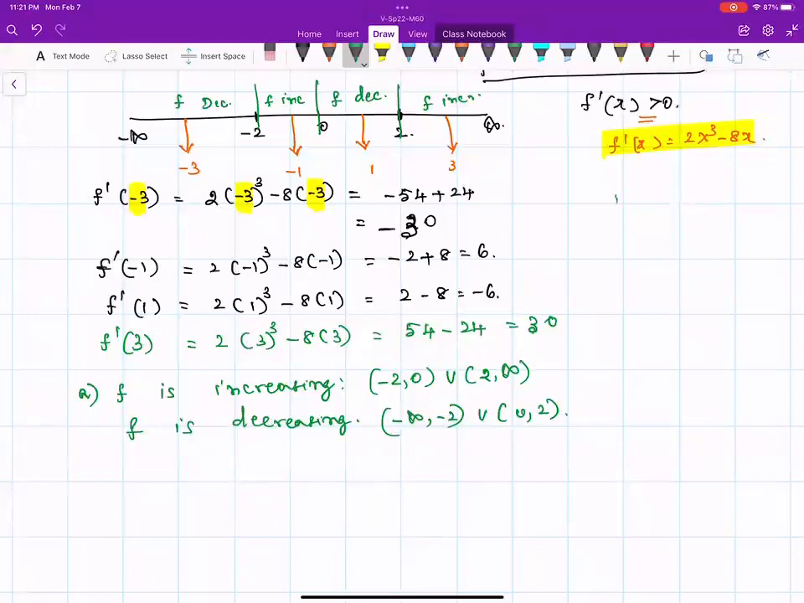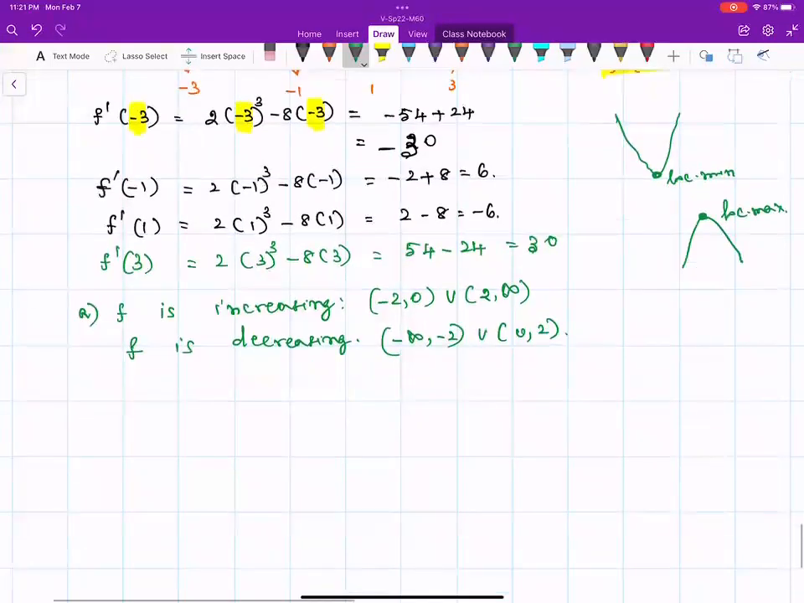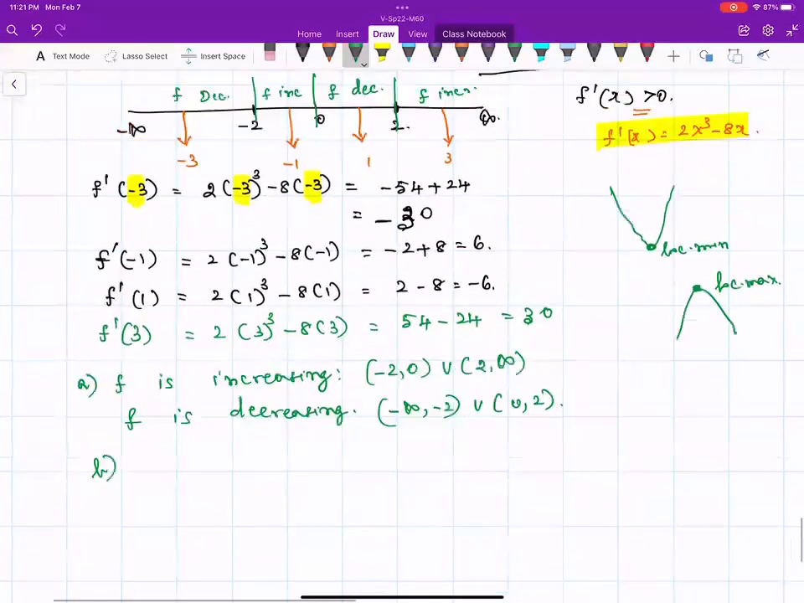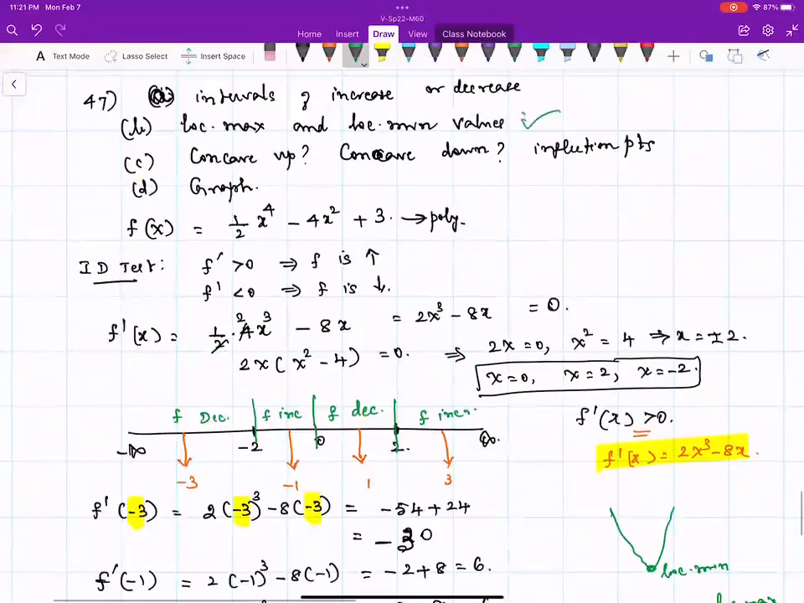We know that if the function decreases and then increases, that will be a valley, which will be a local minimum. If it increases and then decreases, there will be a peak, which is a local maximum. So we are aiming for those values in the second part of the problem. The second part is asking us to find the local max and local min values.